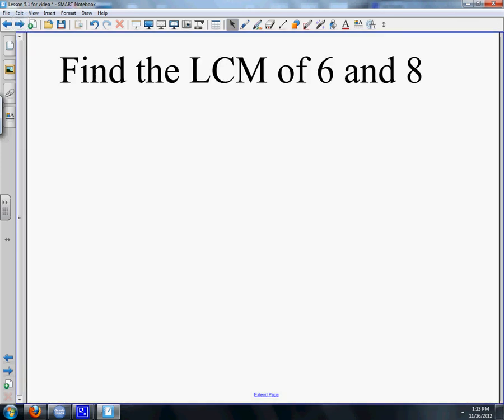All right, so now, find the LCM of 6 and 8. So if I ask you to find the LCM of two numbers, I always try to use the letters as words to remind me. So it's kind of like list the multiples. So just list out the multiples.